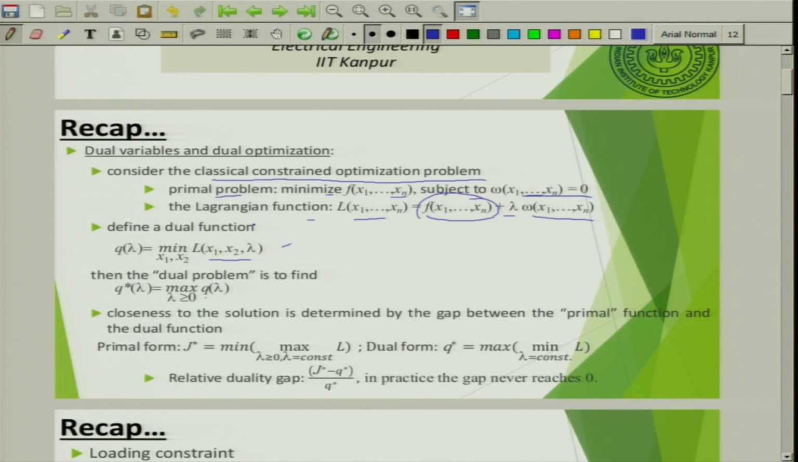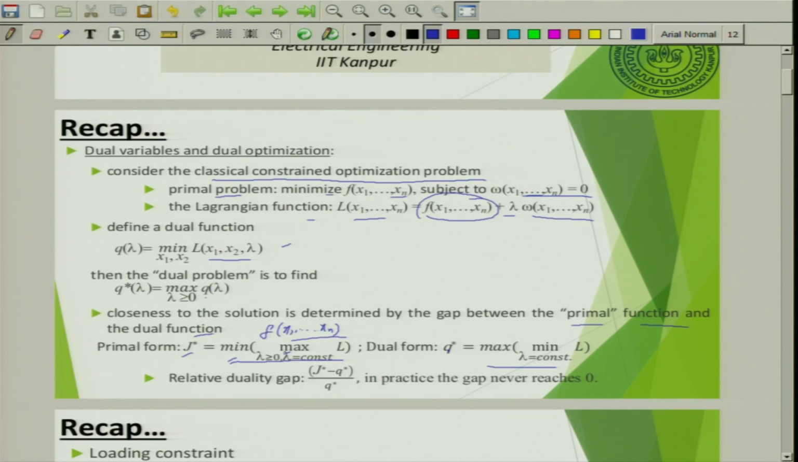Closeness to the solution is determined by the gap between the primal function and the dual function. The primal function is nothing but the minimum of the maximum of the Lagrangian function, which will come out to be the original function itself that we derived in the last class. This is nothing but your objective function, right? So the primal form is the objective function and the dual form is the maximum of the minimum of the Lagrangian function, right? And between them you are finding out the gap.